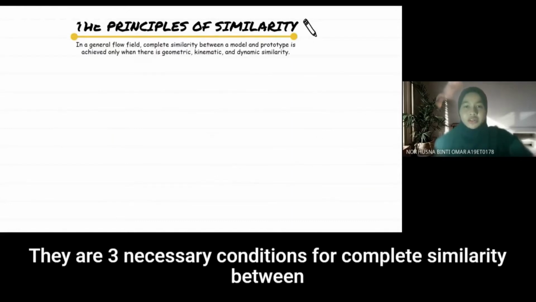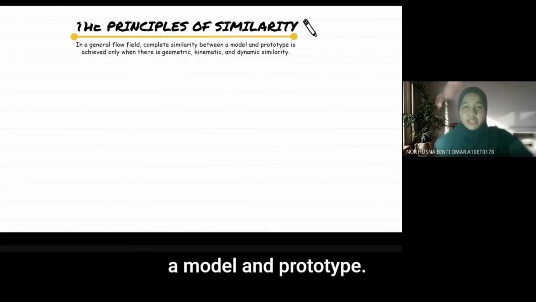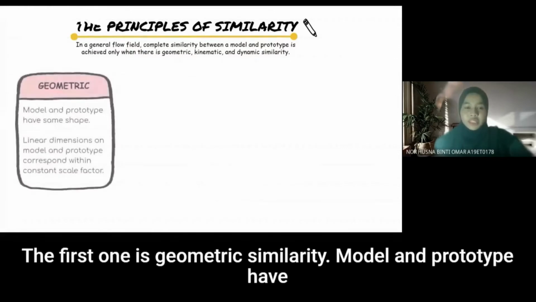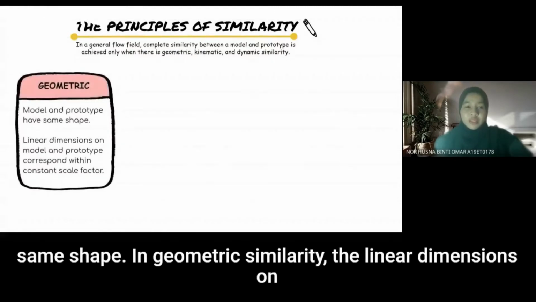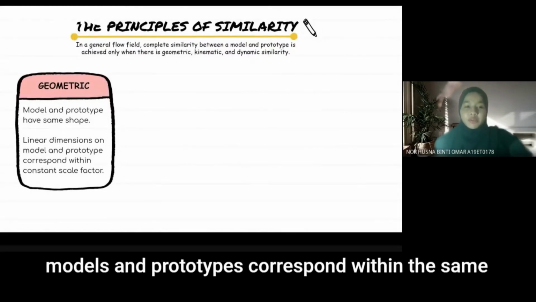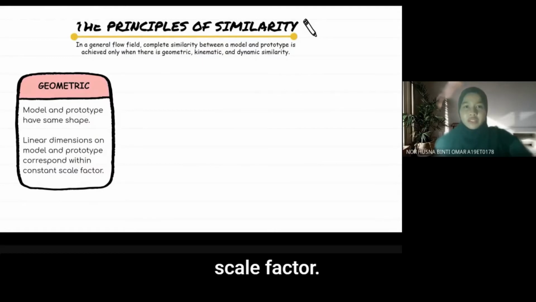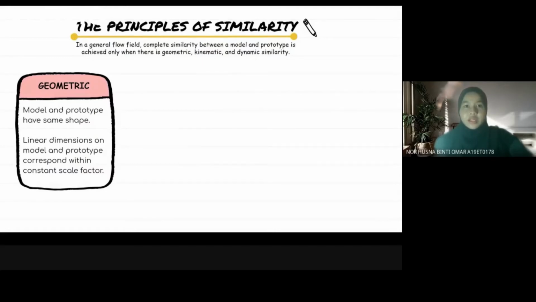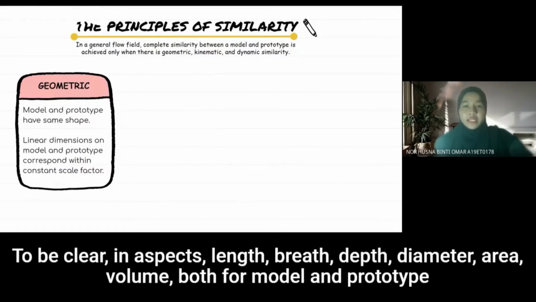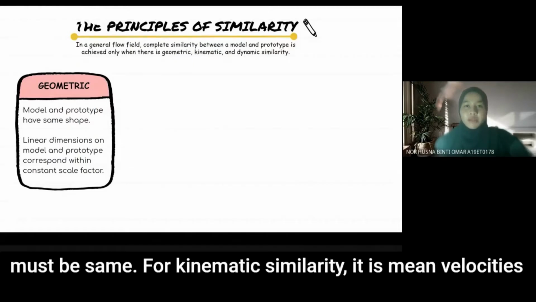There are 3 necessary conditions for complete similarity between a model and prototype. The first one is geometric similarity. Model and prototype have the same shape. In geometric similarity, the linear dimensions on model and prototype correspond within the same scale factor. To be clear, in aspects of length, breadth, depth, diameter, area, and volume, both for model and prototype must be the same.